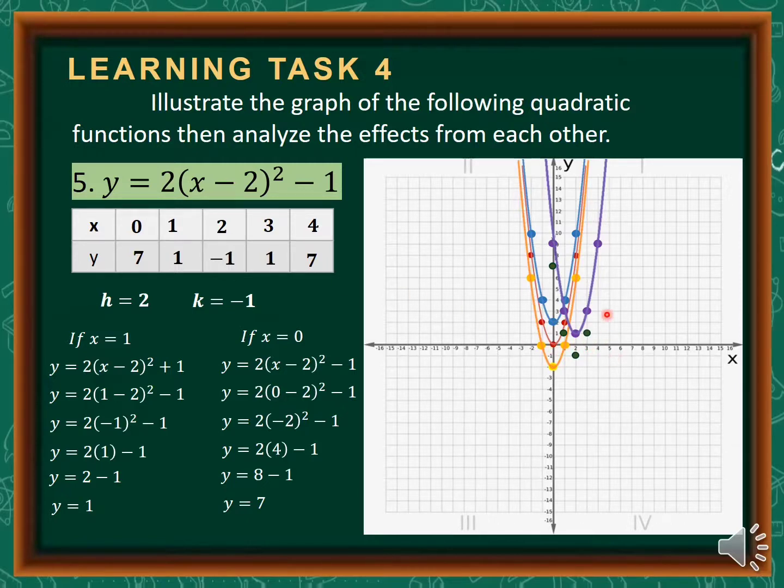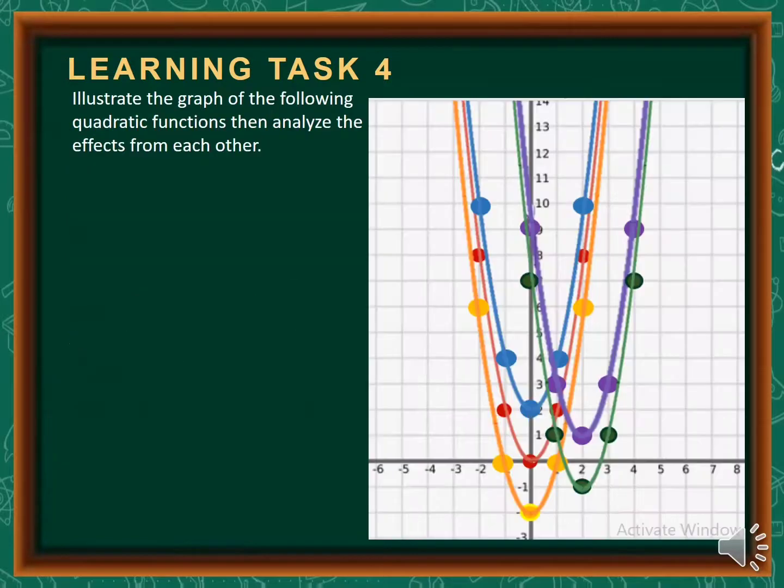Alright, so let us plot the points. Ayun. Then, see what happened. From our original, ano nangyari? Ayun. So, let us have our analyzation. So, this is the closer look of our graph. Ano, para mas kitang-kita natin.